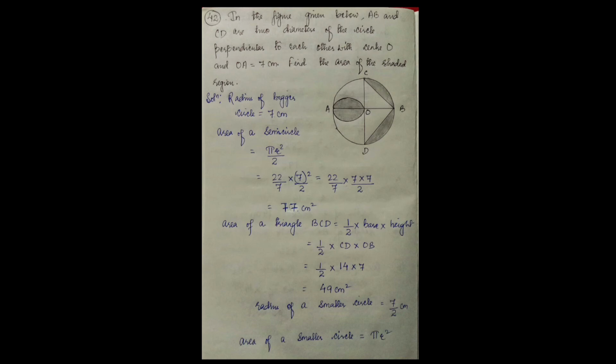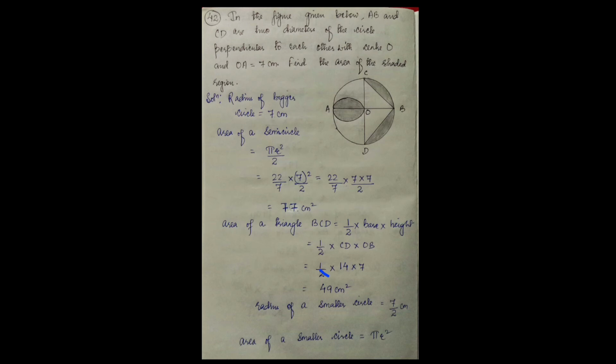So if the radius is 7 centimeter, then diameter is 14 centimeter. So the base of the triangle is 14 and the height of the triangle is 7 centimeter. Okay, so here we'll apply formula of area of a triangle, half into base into height. Now base is CD and height is OB. We'll put the value. CD is 14 and OB is 7.